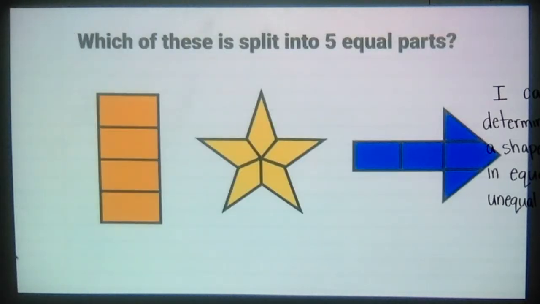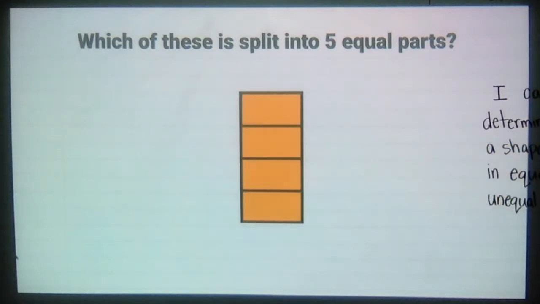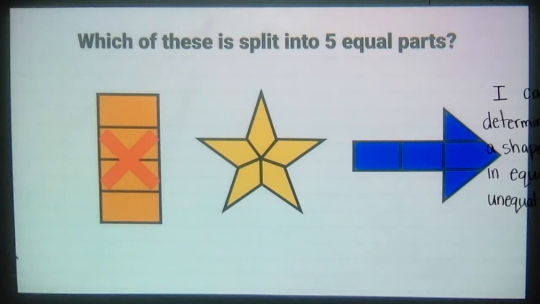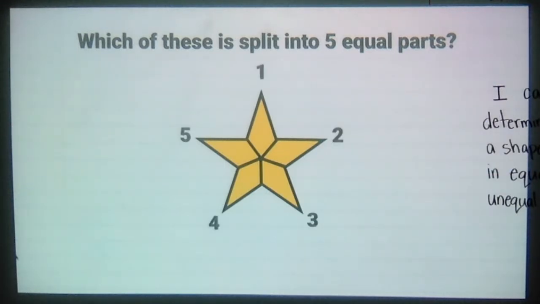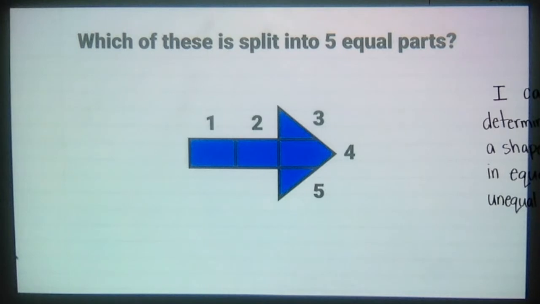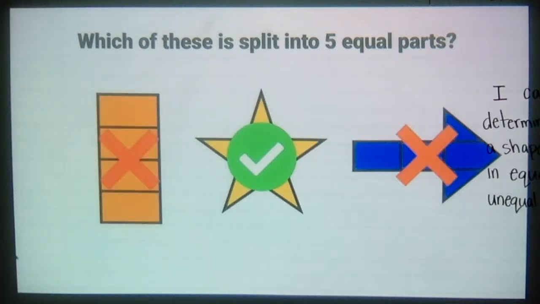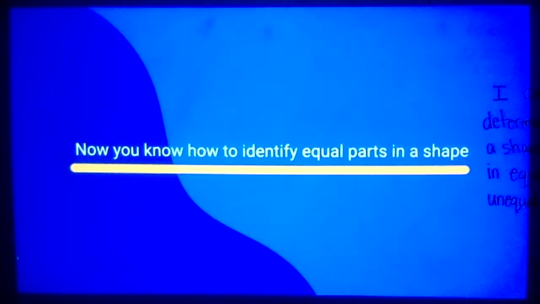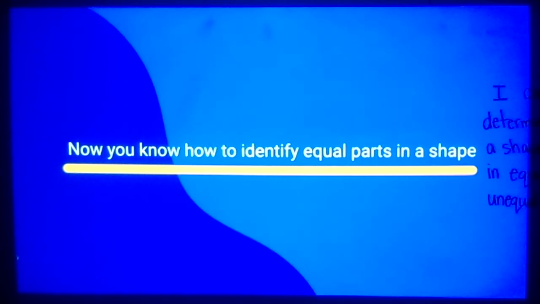Now here's your last problem for this video. Which of these shapes is split into 5 equal parts? Well, the first shape is split into only 1, 2, 3, 4 parts. It can't be this one. The second shape is split into 1, 2, 3, 4, 5 parts, and all of them are equal. The last shape is also split into 5 parts, but they are not all equal in size. Therefore, this shape is the only correct answer. Today you learned how to identify equal parts in a shape.